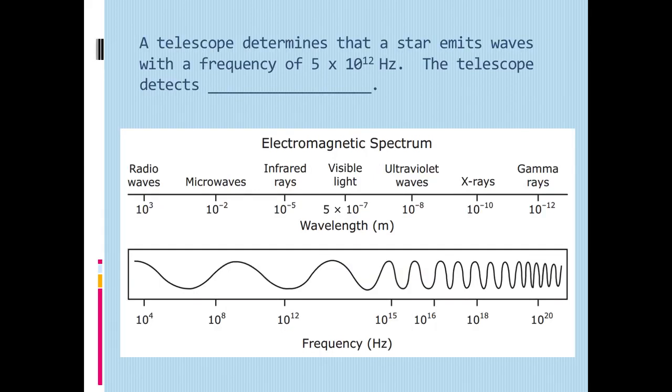So now they've flipped it on you again. Now we have radio waves on the left, gamma on the right, and you can see the radio waves 10 to the power of 3, gamma rays 10 to the negative 12. And then you look at the frequency as you move from left to right. You have 10 to the 4 all the way to 10 to the 20. So you can see that it's incredibly frequent, and that's what really gives the energy to the gamma rays.